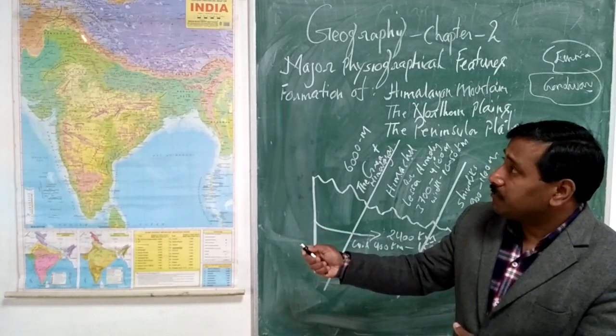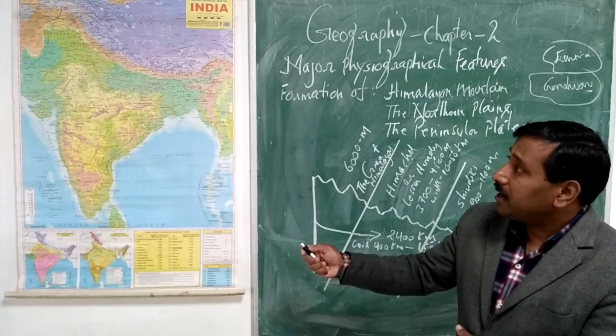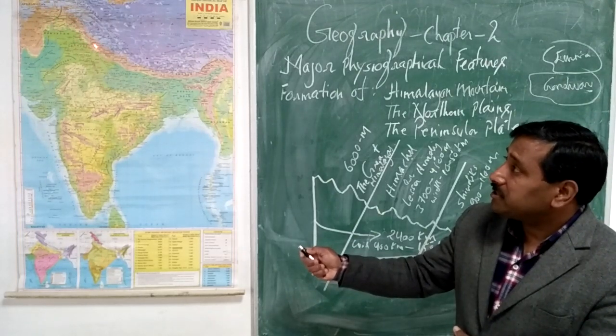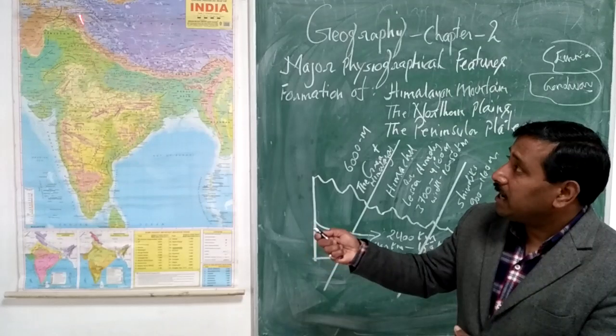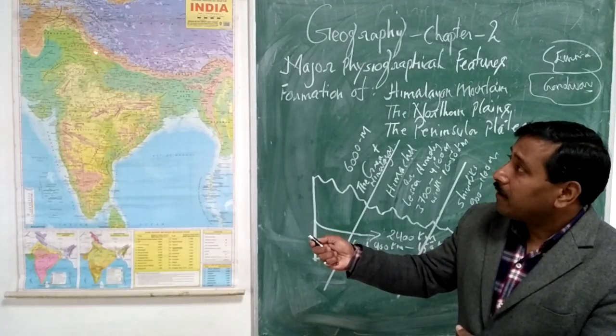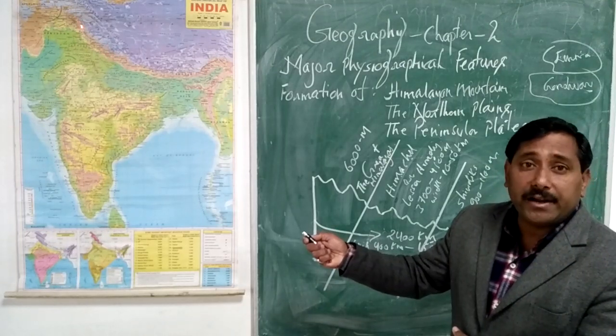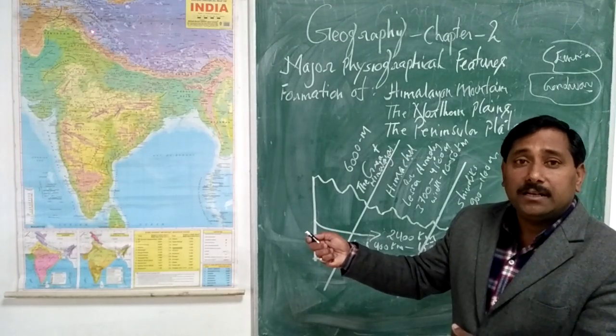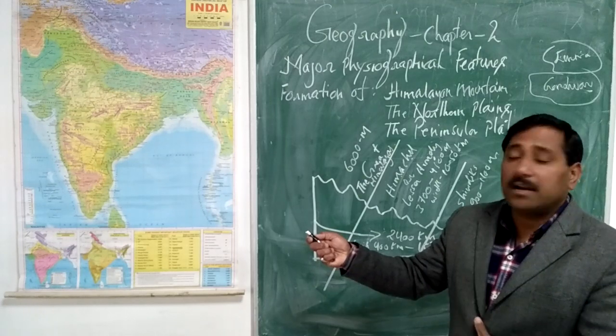And this is the Jammu and Kashmir Himalayas. This is your Himachal Himalayas. Below that we have Uttarakhand, which is regionally demarcated as the Kumaon Himalayas and Garhwal Himalayas.